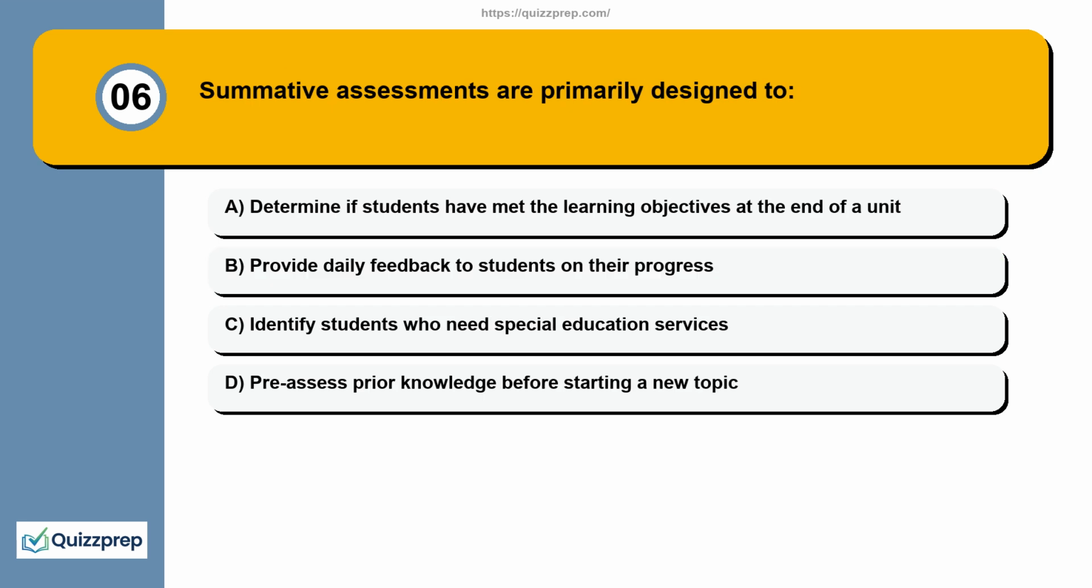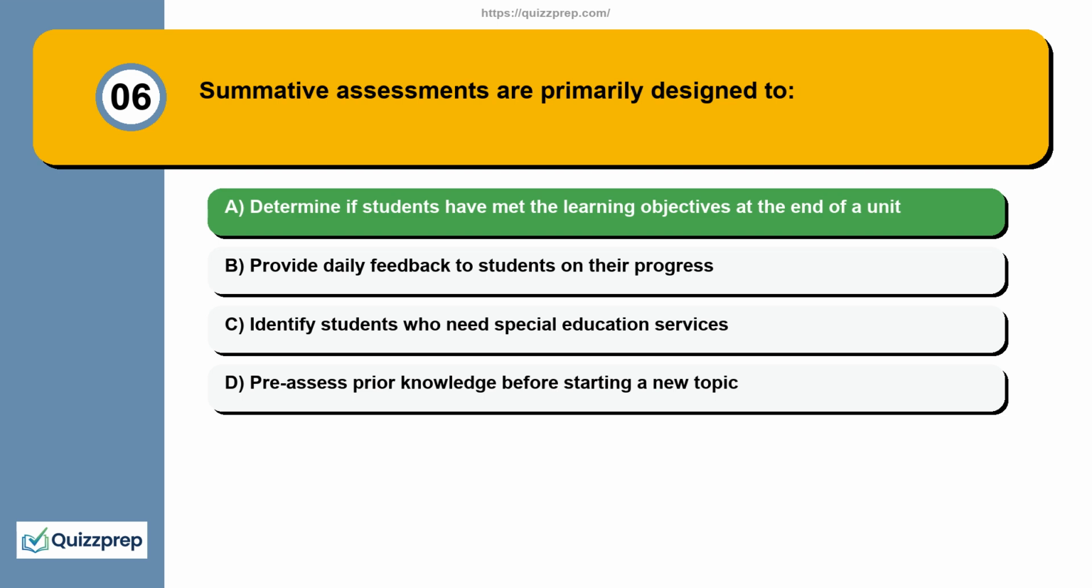Question 6. Summative assessments are primarily designed to. Here are your options. Option A. Determine if students have met the learning objectives at the end of a unit. Option B. Provide daily feedback to students on their progress. Option C. Identify students who need special education services. Option D. Pre-assess prior knowledge before starting a new topic. The correct answer is option A.